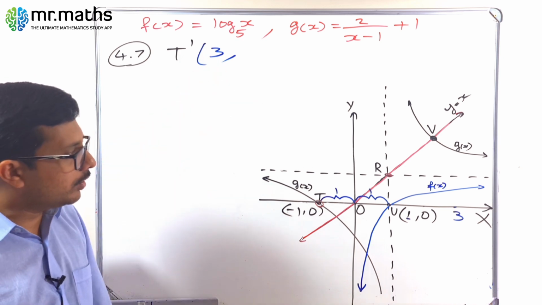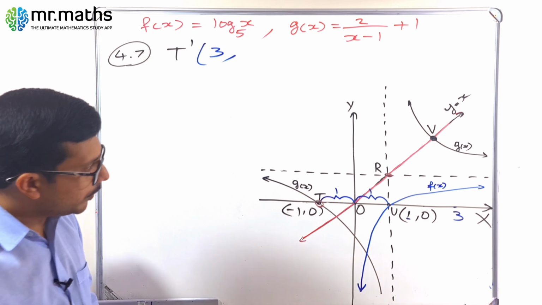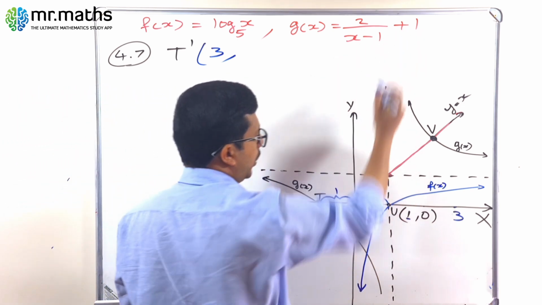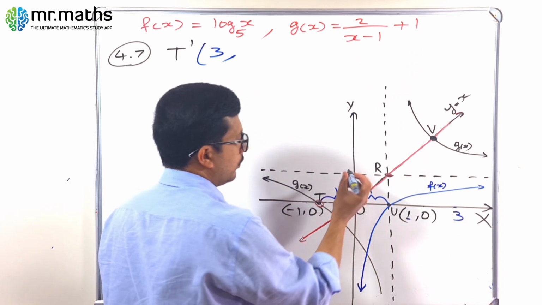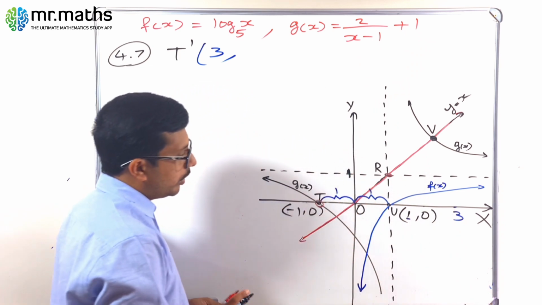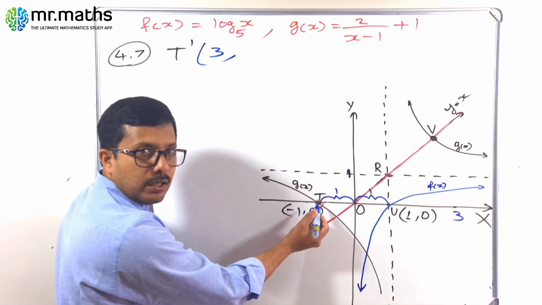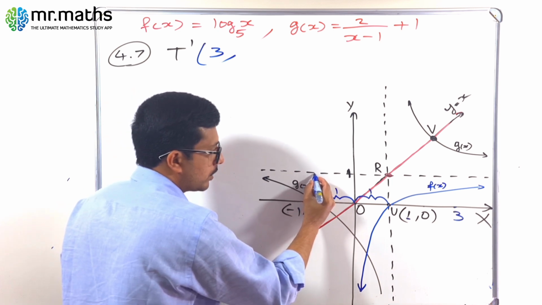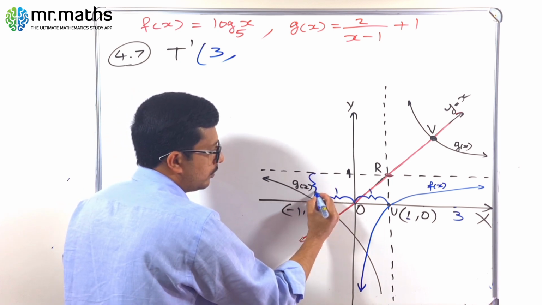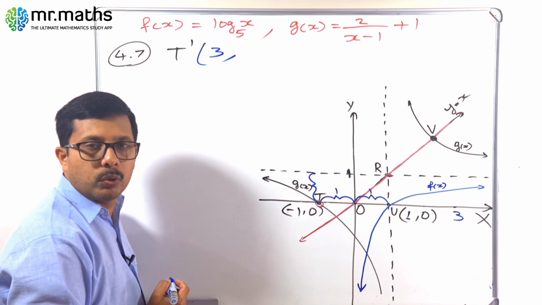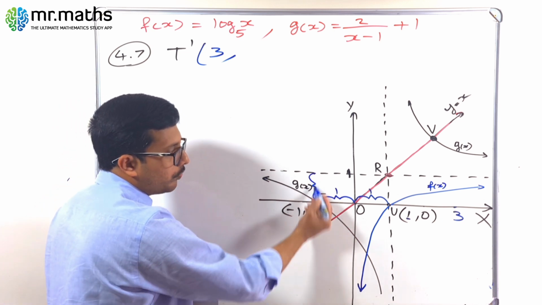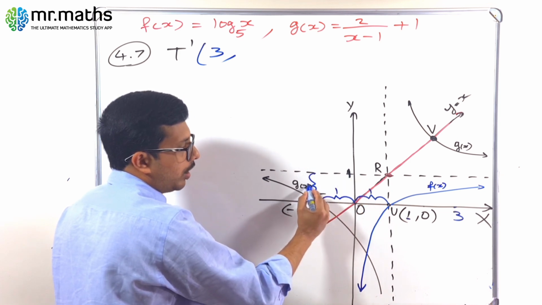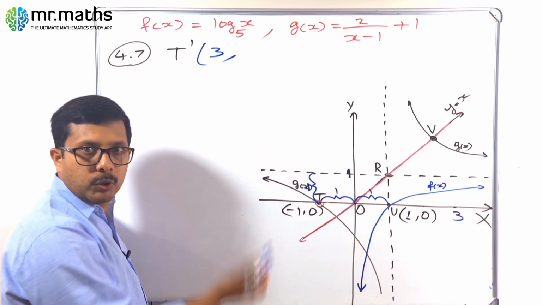Now we can think about the y value. What is this one? Y is equal to 1. That means here y is 1. Now look at this one. How far is this point T from the horizontal asymptote? What is that distance? Here you can see that the y value is 1. That means it's 1 unit from the horizontal asymptote.